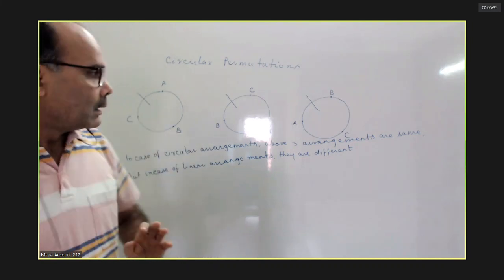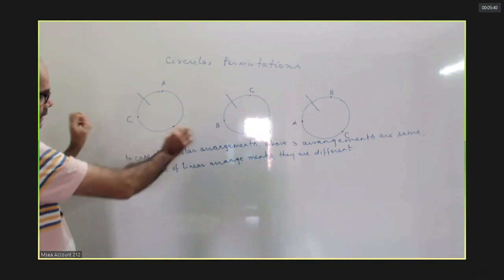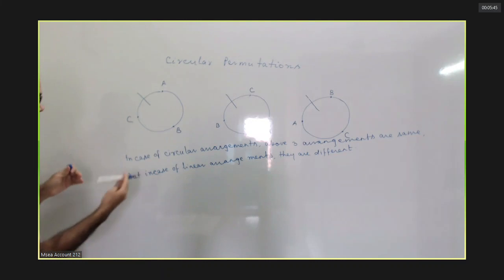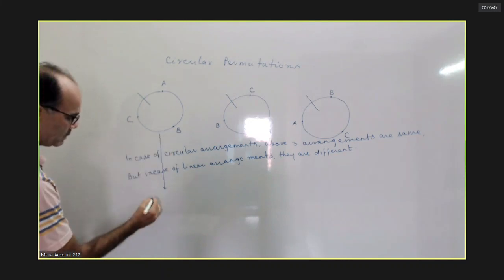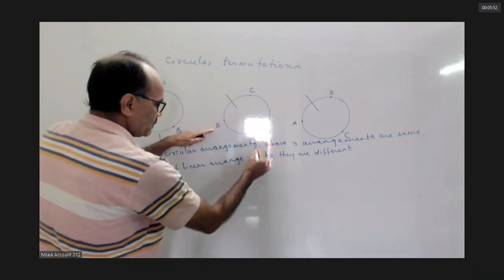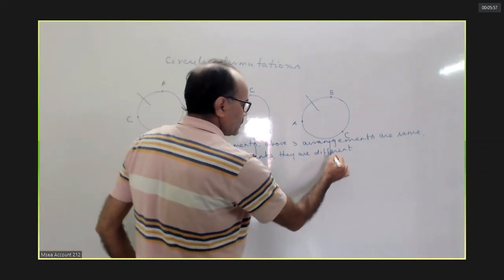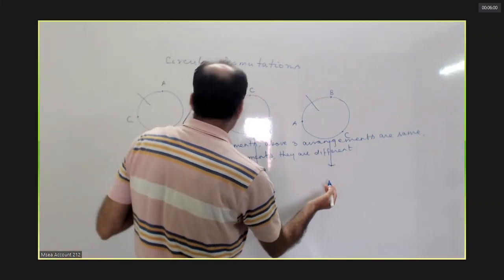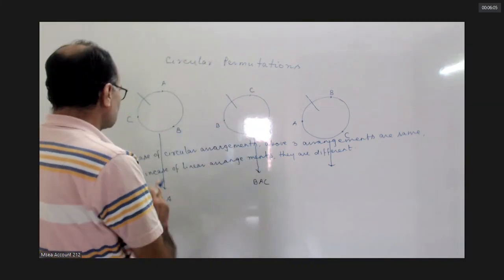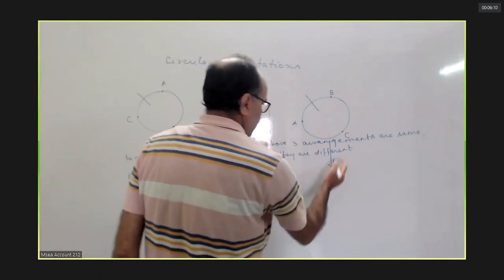But if you cut it from here and stretch it, this arrangement is CBA. This one is CBA. This will be BCA, BAC, and this will be ABC. Then ACB. I am counting in this way.